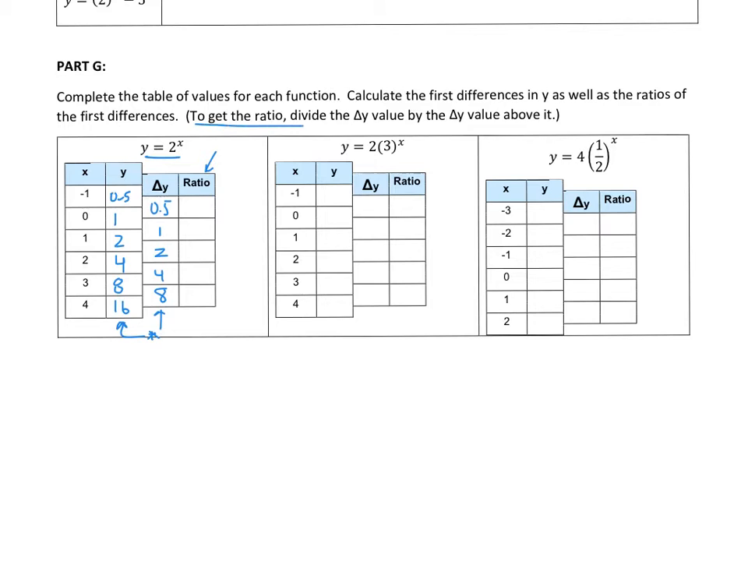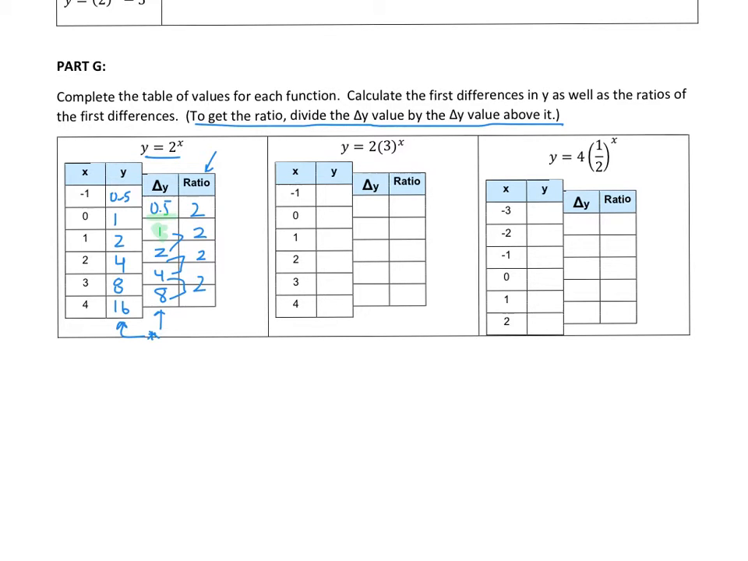And to get the ratio, you're going to divide the delta y value by the delta y value above it. So if I take the value of 1, my delta y, and divide it by the one above it, the 0.5, 1 divided by 0.5 is 2. And then 2 divided by 1 is 2. And then 4 divided by 2 is 2. And 8 divided by 4 is 2.